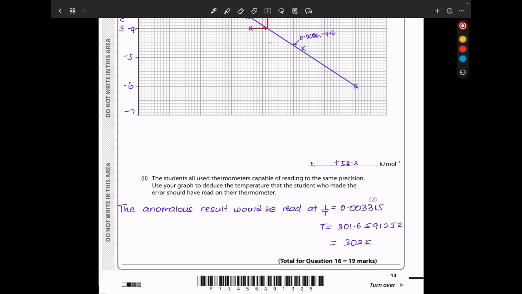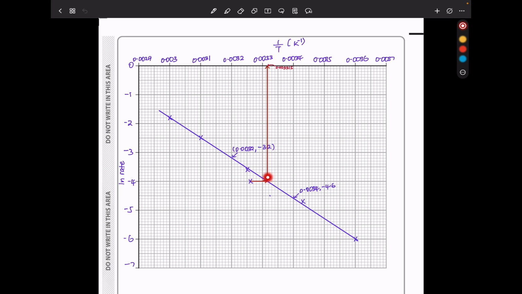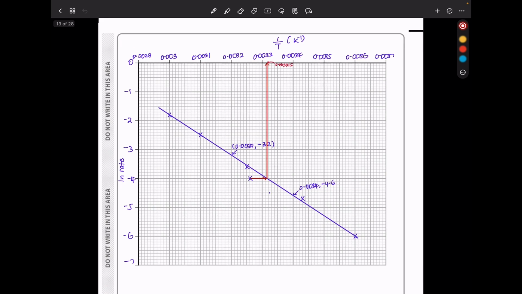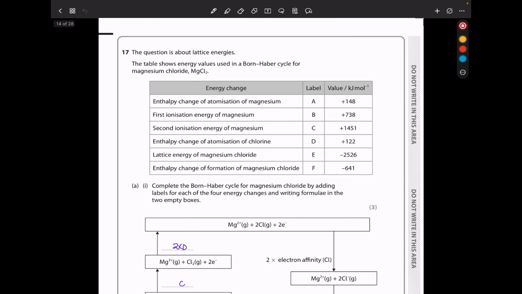And then they say that students all use thermometers capable of reading to the same precision. Use your graph to deduce the temperature that the student who made the error should have read on their thermometer. This value should correspond to this point, which should correspond to a 1/T value of 0.003315. T should equal 1 divided by that, giving us 301.6591252, which is basically 302 Kelvin. So this brings us to the end of question 16. Let's continue to question 17.